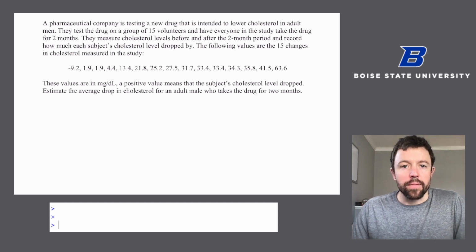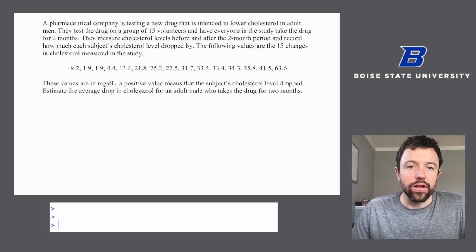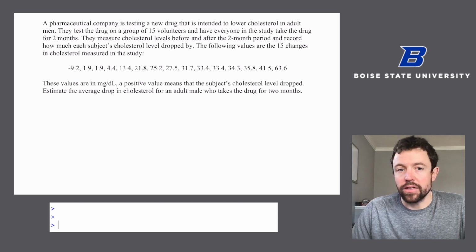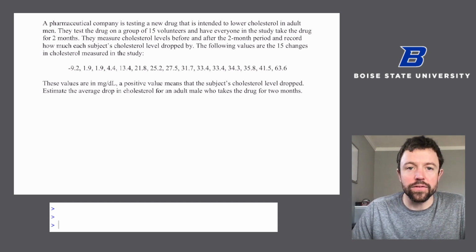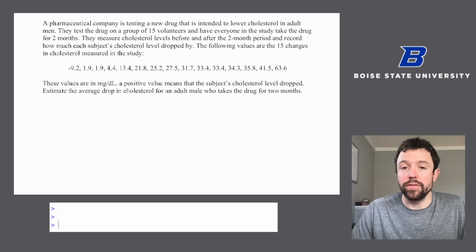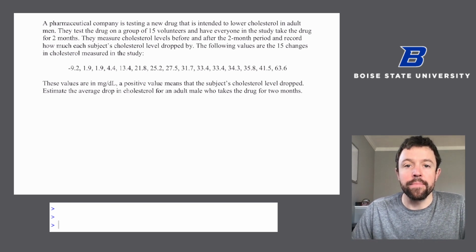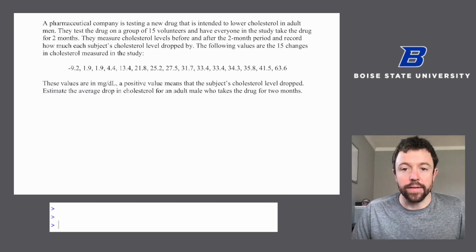A pharmaceutical company is testing a new drug that is intended to lower cholesterol in adult men. They test the drug on a group of 15 volunteers and have everyone in the study take the drug for 2 months. They measure cholesterol levels before and after the 2-month period and record how much each subject's cholesterol level dropped by. The following values are the 15 changes in cholesterol measured in the study.